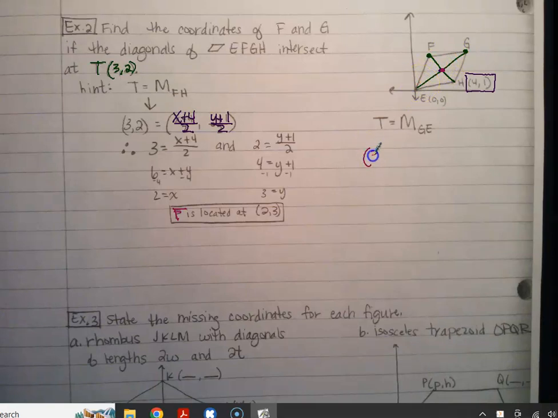Okay. All right, so walk me through that one. So T is 3, 2, and that's going to equal what? X plus 10. We want 0. There you go. Good. Divided by 2. Then y plus 0, divided by 2. All right, so what's the next step? That's kind of where it gets a little tricky for people.